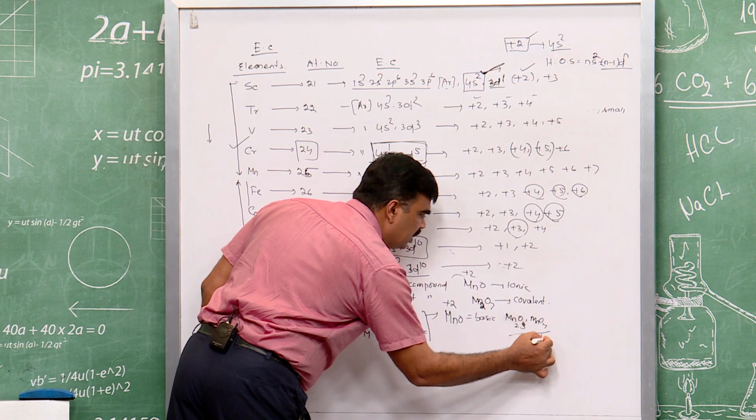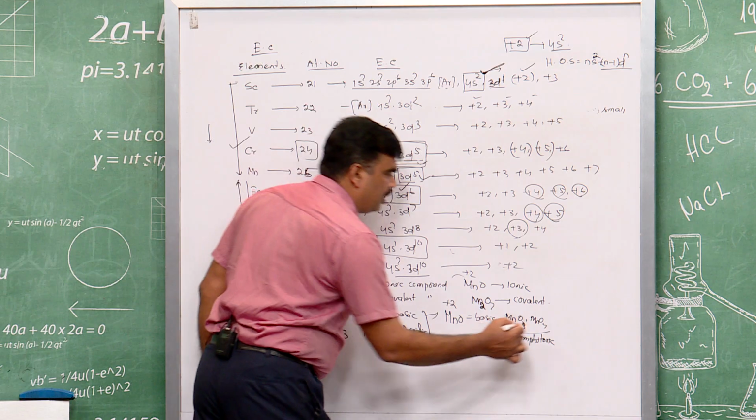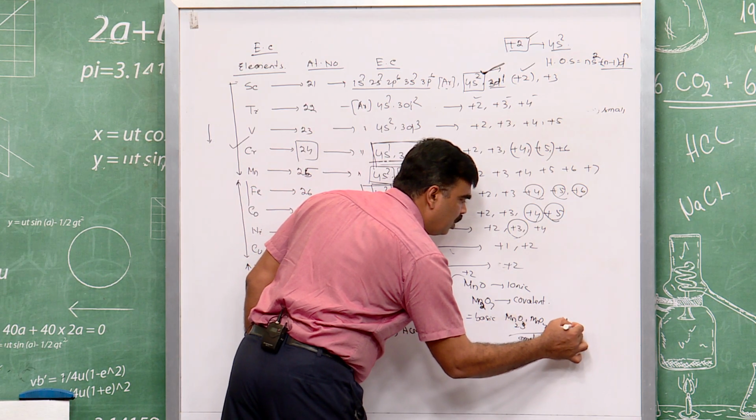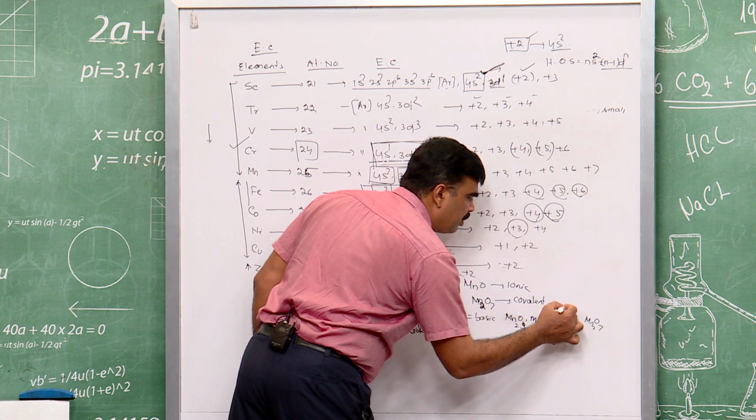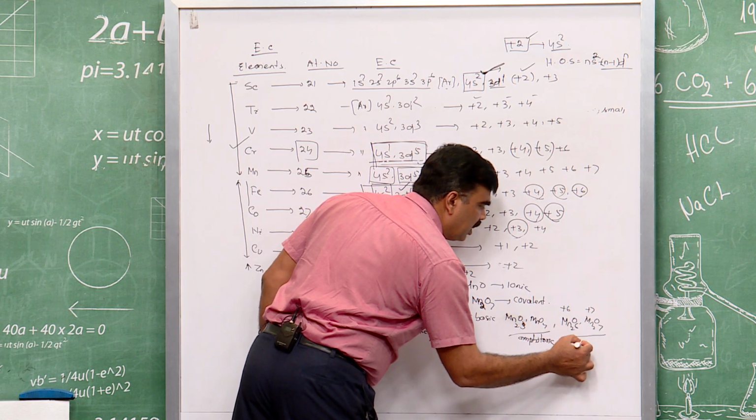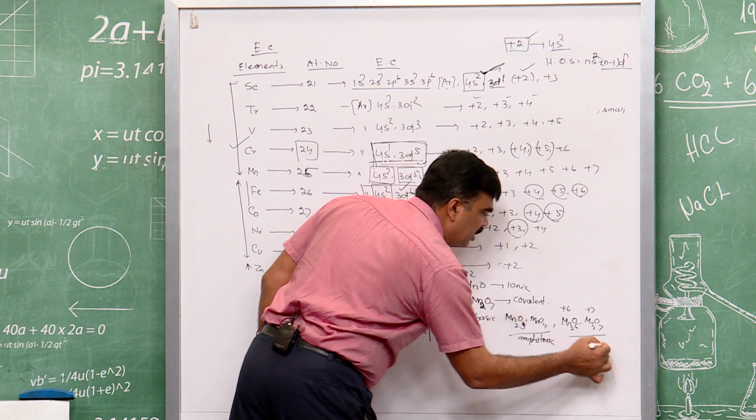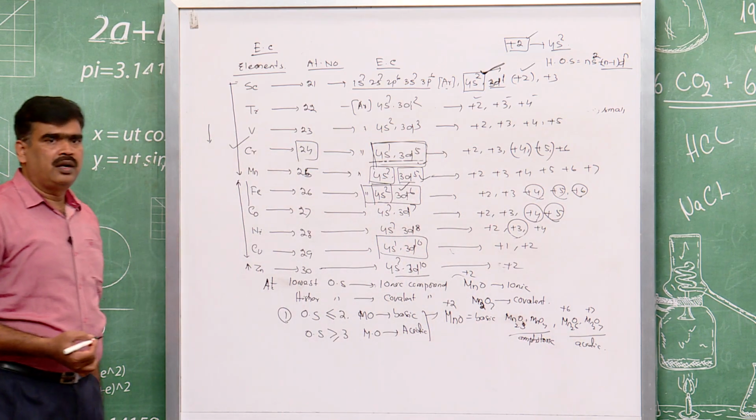Amphoteric means partly acidic and partly basic. But if you go to a higher state, MnO3, Mn2O7, here the oxidation state is +6, +7, so they are acidic. So with the increase in oxidation state, acidic character increases.